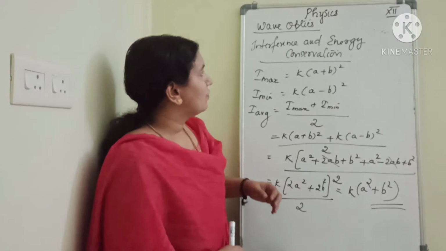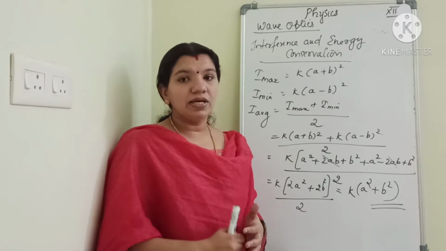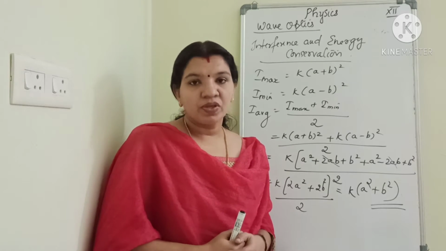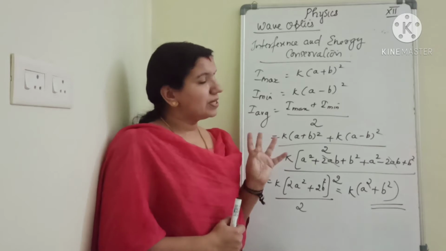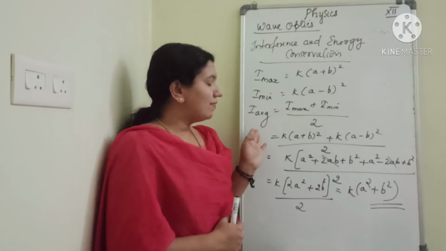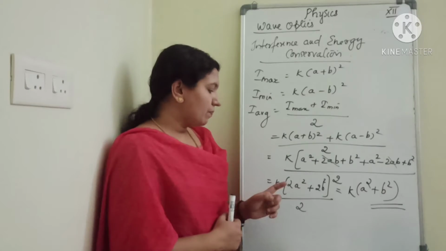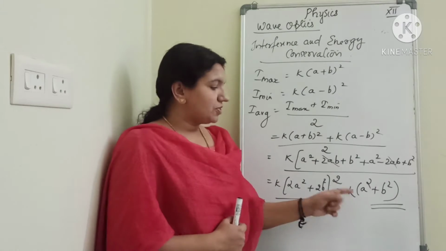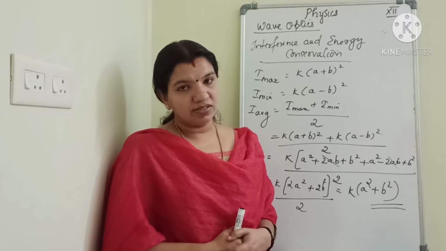Clear? So first we discussed the comparison of the intensity of maxima and minima. Then the second one is how interference is related to the conservation of energy. For that we found the average value of intensity, and we got one expression, that is K into (A square plus B square).